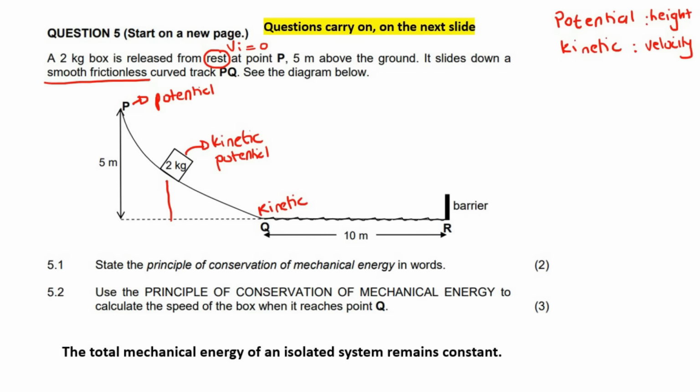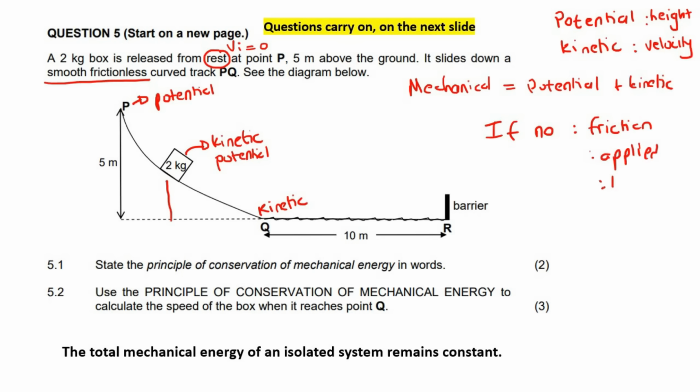Now, if you add these 2 together for an object, that is called mechanical energy. Mechanical energy is the potential energy plus the kinetic energy. That is what mechanical energy is. And if there are no external forces, like if there is no friction, applied forces, or tension forces, if there's none of those forces, then what we can say is that the mechanical energy is always going to be conserved. What that means is that the mechanical energy will remain constant.